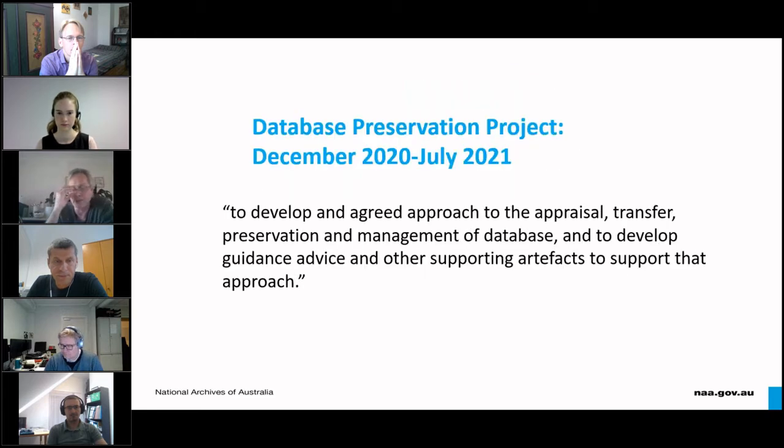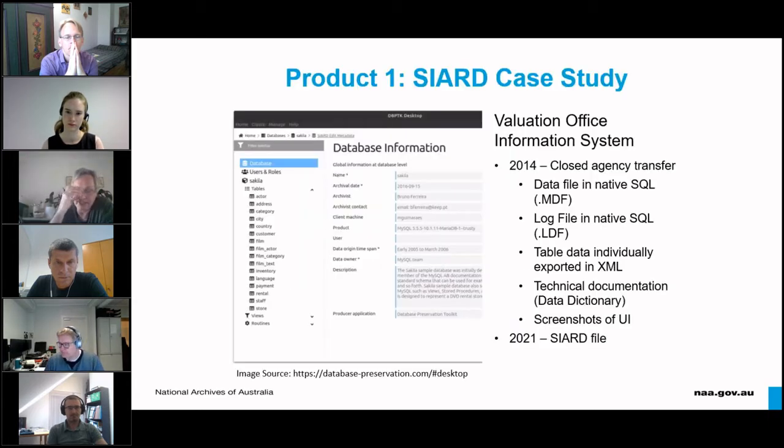And in order to solve these problems, we commenced a database preservation project, which ran from December 2020 to July this year. It drew on the expertise of a reference group that was drawn from different business areas across the National Archives. I'll just go through some of the deliverables of the project. We did have a close look at the database preservation toolkit, which we found was very easy to deploy and use. And we thought a good approach would actually be to use it to create a SIARD file from an existing transfer, which we would then ingest into Preservica.